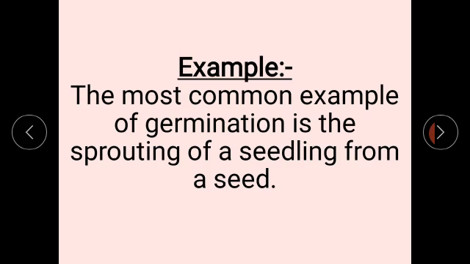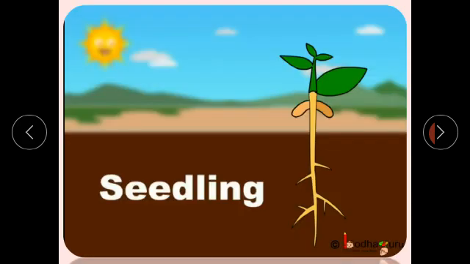The most common example of germination is the sprouting of a seedling from a seed. What is the meaning of sprouting? It means to grow. And what is a seedling? It is a young plant that is raised from a seed. So the most common example of germination is the growing of a young plant from a seed. You can also see here, this is a picture of a seedling. What is a seedling? It is a young plant that grows from a seed.